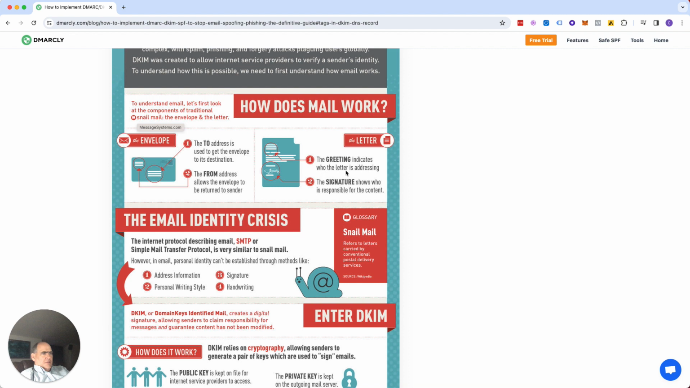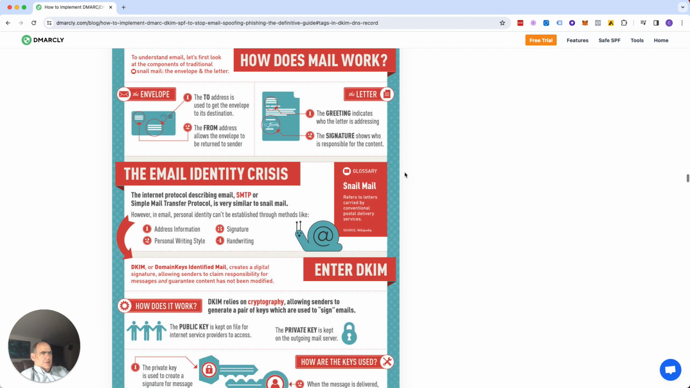And the letter itself has the greeting and a signature, and then also content in the middle here, which they didn't really talk about that.